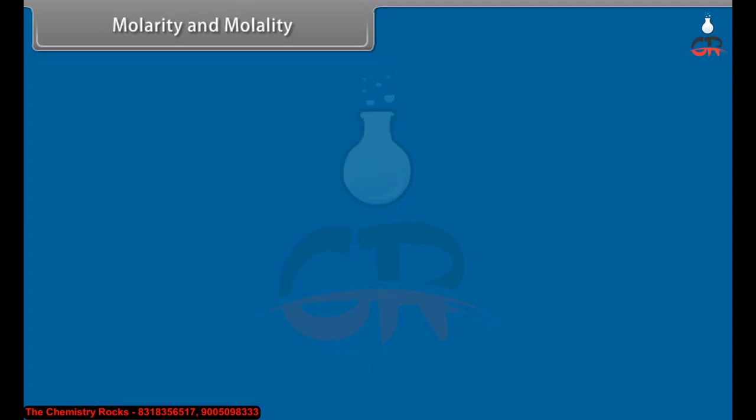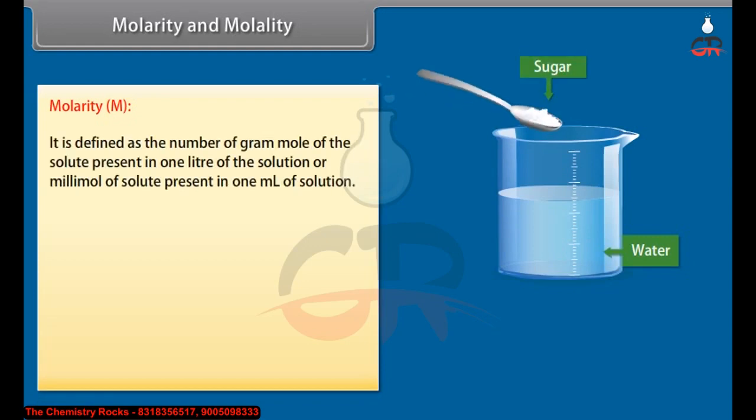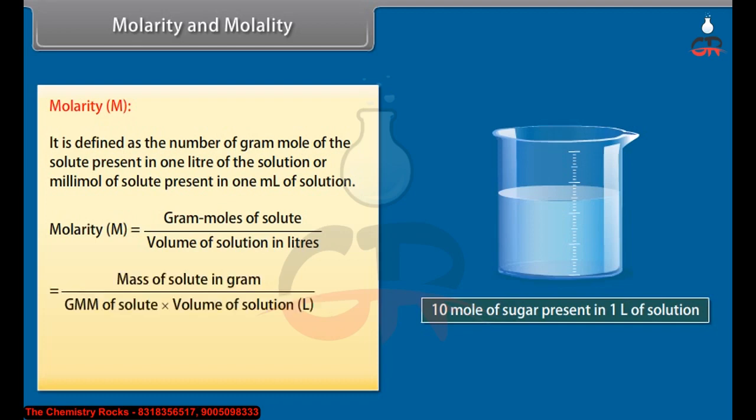Molarity and molality. Molarity. It is defined as the number of gram moles of the solute present in 1 liter of solution or millimole of solute present in 1 ml of solution. It is represented by M. Mathematically, molarity, M, is equal to WB in grams divided by the product of gram mole mass of B and volume of solution in liter.